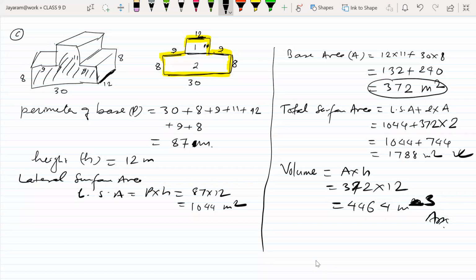Finally we have got several answers here. Perimeter is 87, LSA is 1044, base area is 372, total surface area is 1788, and last, the volume.